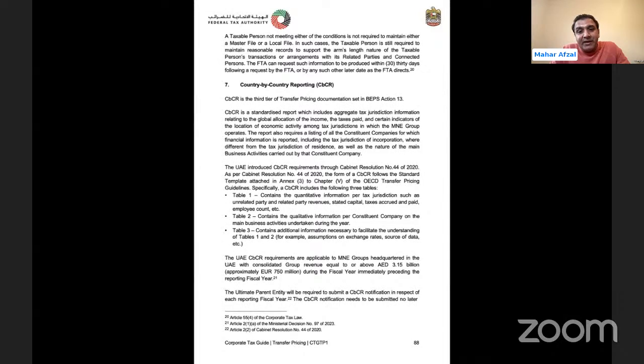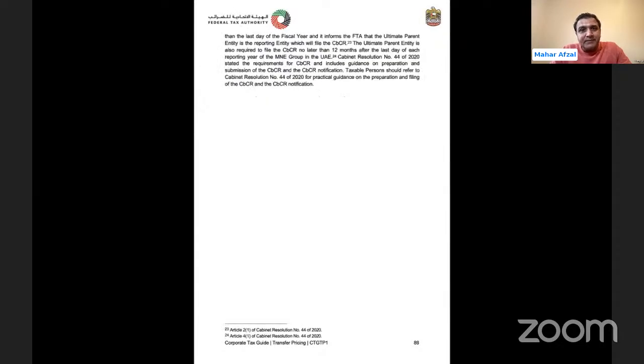So if the entity is part of the MNE group, and the group has a consolidated revenue of more than 3.15 billion with the corporate office in the UAE, then CBCR reporting is compulsory. They also need to maintain the documentation related to the CBCR.